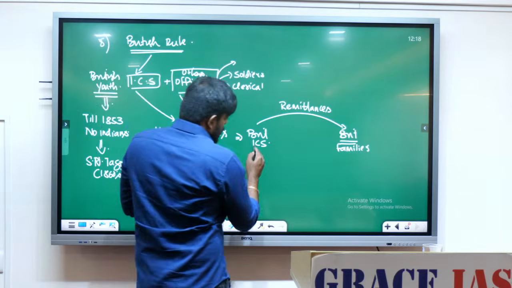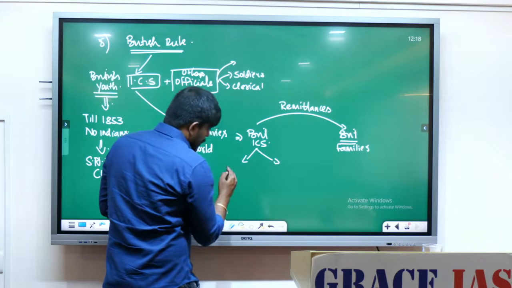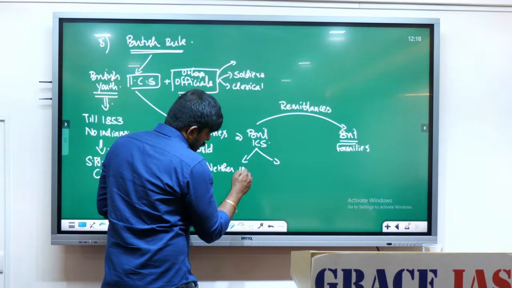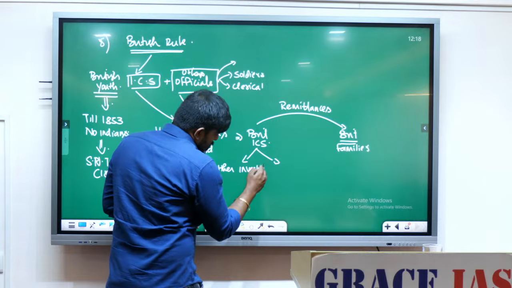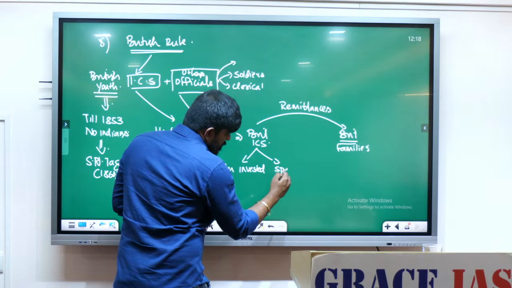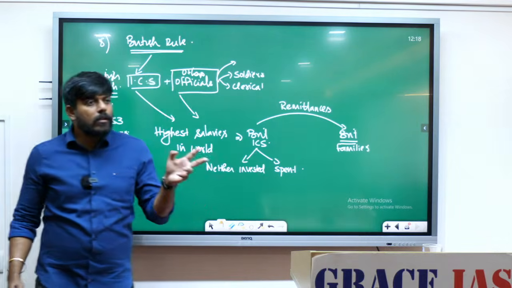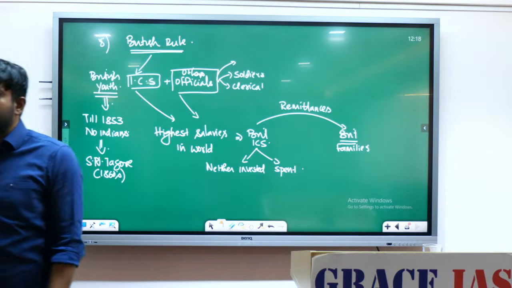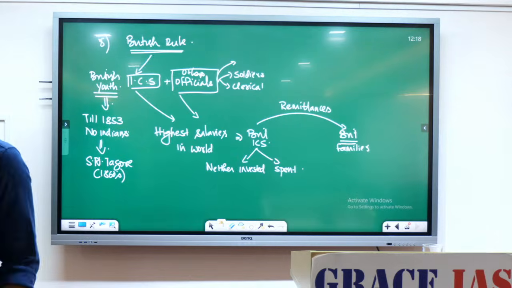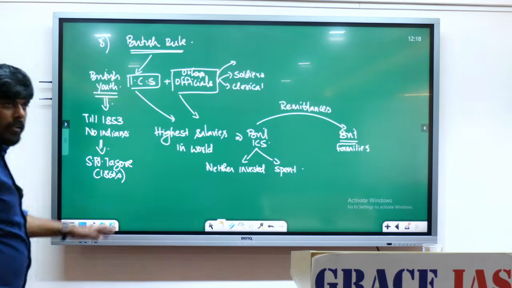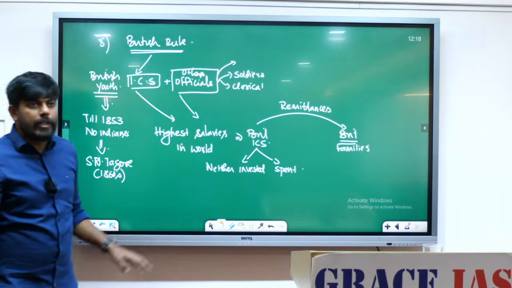So Britishers neither invested nor spent the resources in India. They focused only on sending it back to their families in England. So our huge amount of resources got simply transferred to England in the form of remittances. Okay? So this is another story.